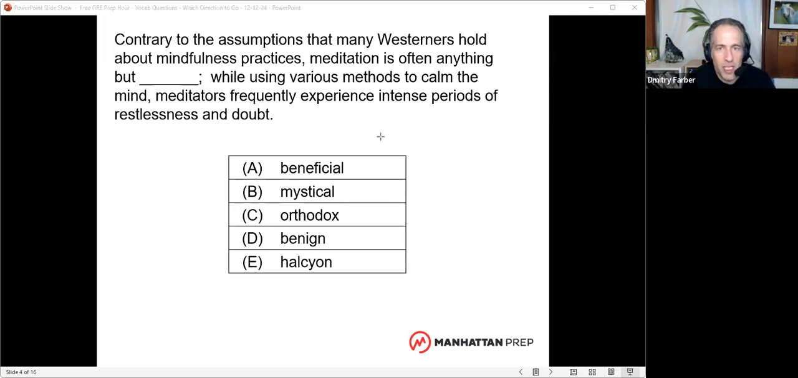It says, "while using various methods to calm the mind," so it talks about calming, "meditators frequently experience intense periods of restlessness and doubt." So, okay, what are we having? We're trying to calm down, but we have restlessness and doubt. So if that's the case, what can we say? Forget these words. These words are fancy. Using none of these words, just using a plain word, what would we say? Meditation is anything but what? What is meditation not, according to this sentence?